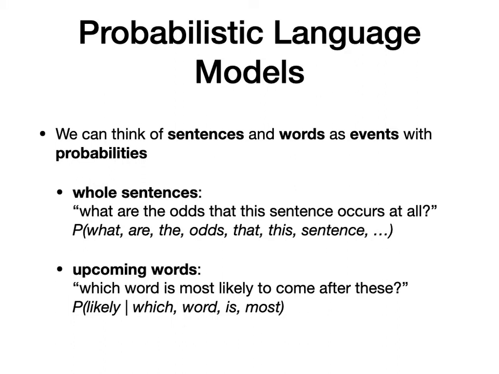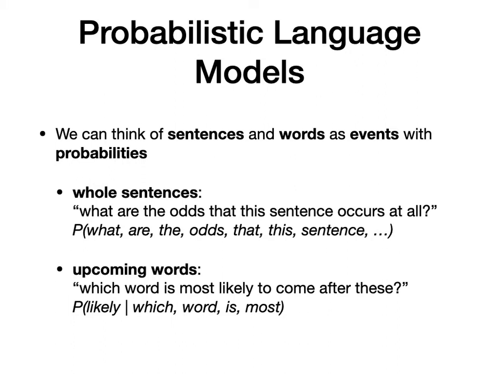We can also model upcoming words. Which word is most likely to come after these ones? So the probability of "likely" given "which word is most." We've got the probability of multiple things all at once and the probability of one thing given several other things. Here we are back in conjunctive probability. Don't worry too much. We're good. Your brain is not set up for this, but we will ease in.